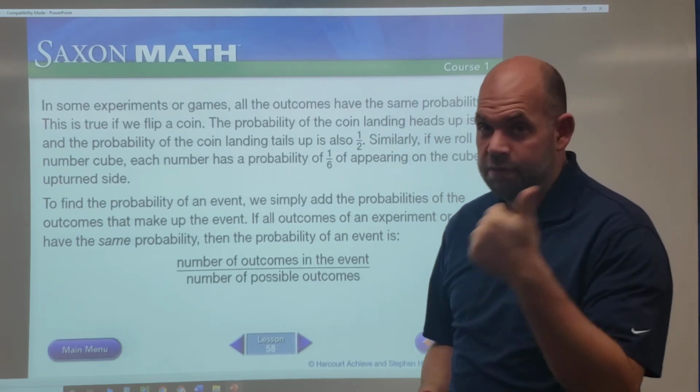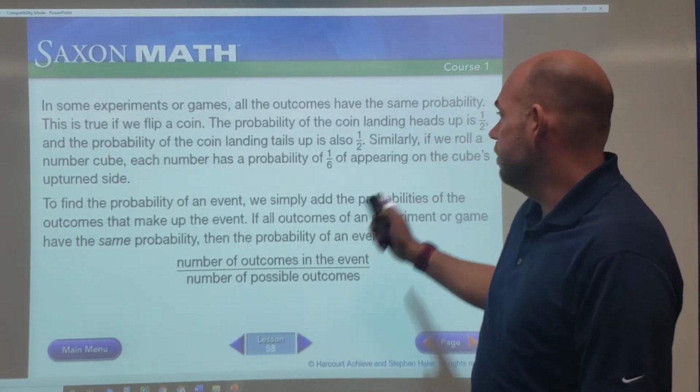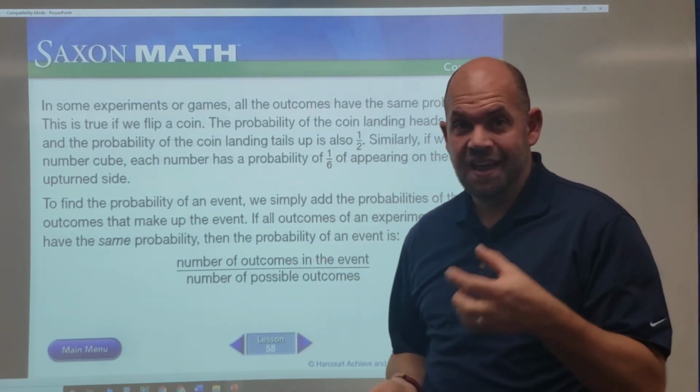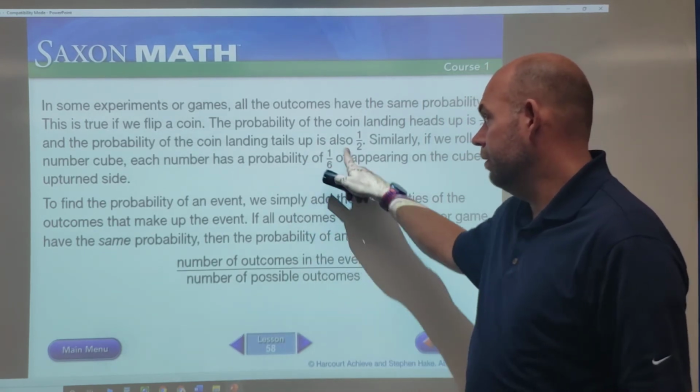All right, in some experiments or games, the outcomes all have the same probability. Like if you flip a coin, 50% chance of heads, 50% chance of tails. If we roll a number cube, each has a probability of 1 in 6 because each side has a different number, 1, 2, 3, 4, 5, or 6. So that's a probability of 1/6.